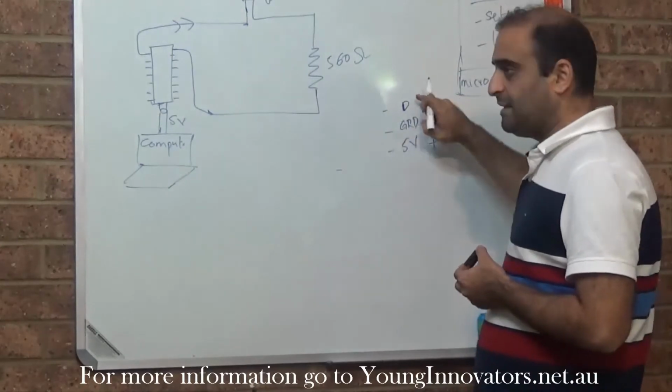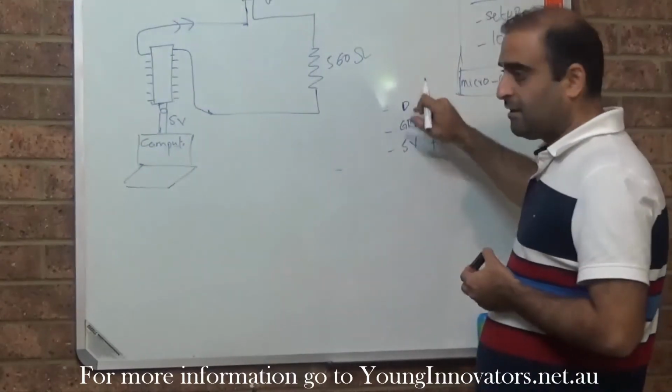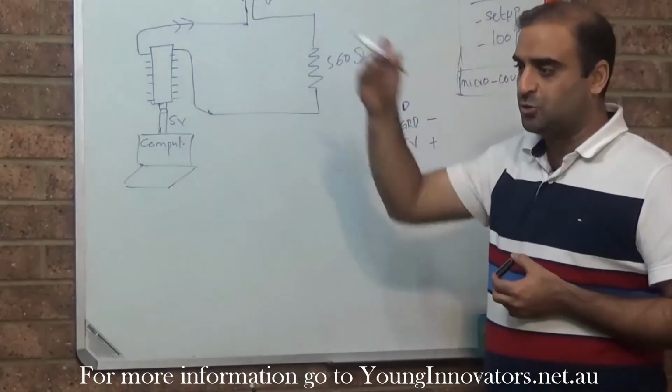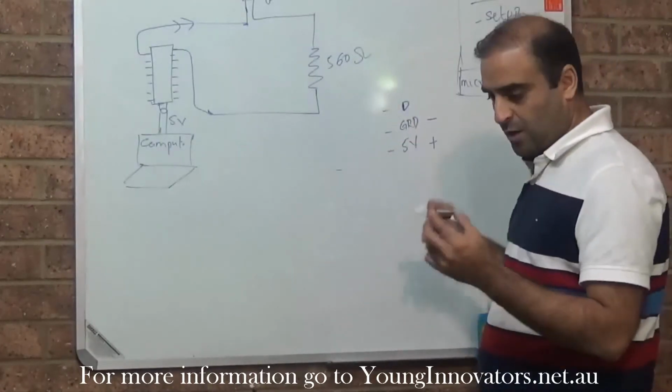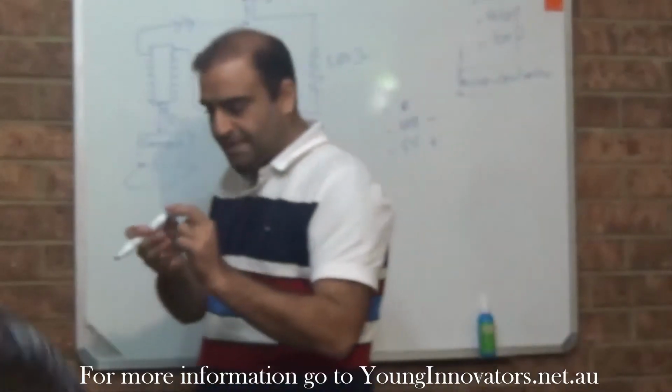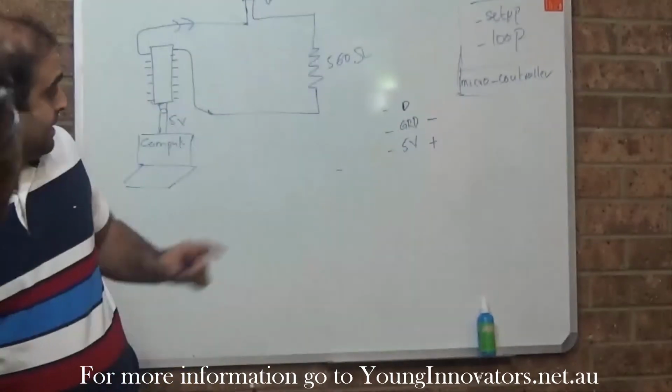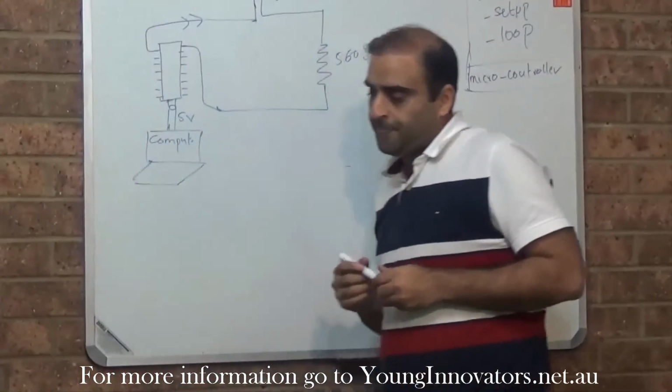So that's a variable, which will control when to send the power and when to stop the power. Okay, I'll pass it on. Look for D, GRD, as well as 5 volt. Can you see that?